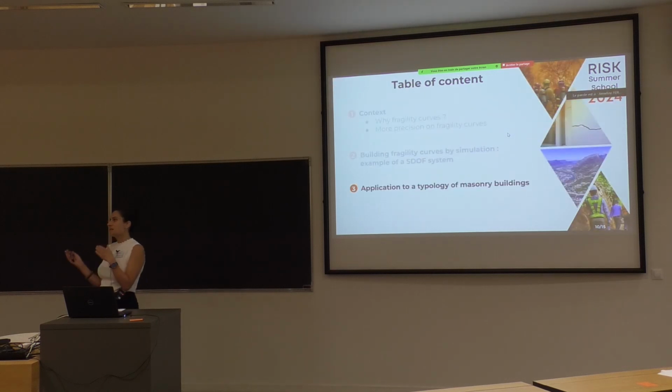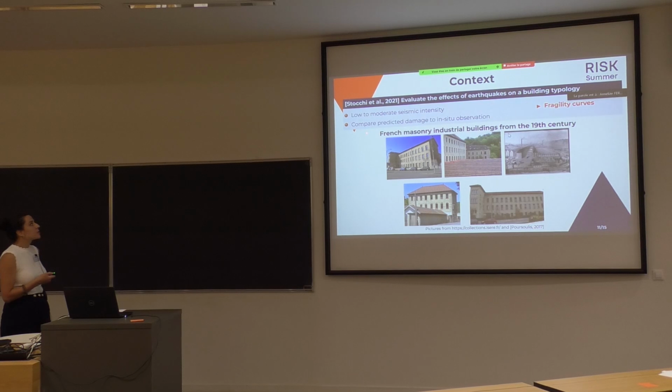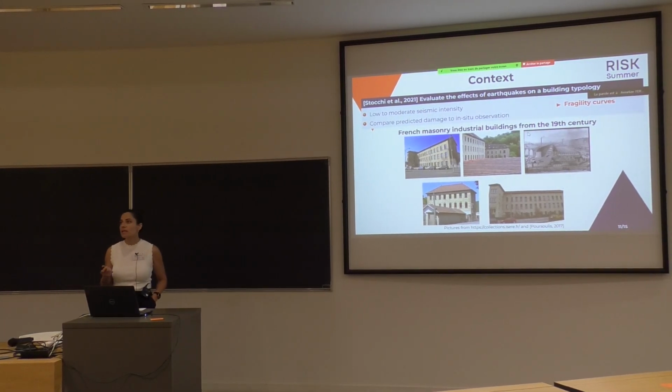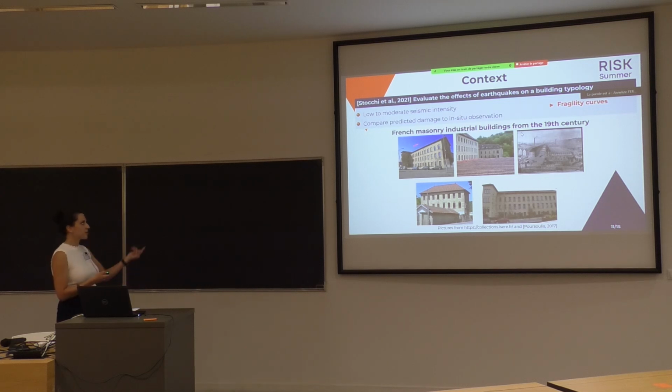So now that you have seen step by step how we can build a fragility model by simulation, I'm going to show you a larger application that comes from a research project. That's a postdoctoral project that I supervised from Alessandro Stocchi, with the goal of evaluating the effect of earthquakes on a building typology. It's not only one building, it's a set of buildings that all correspond, for this example, to French masonry industrial buildings from the 19th century, with the goal of comparing the predicted damage by this approach to in situ observation for low to moderate seismic intensity that can have occurred in the southeast part of France near here.